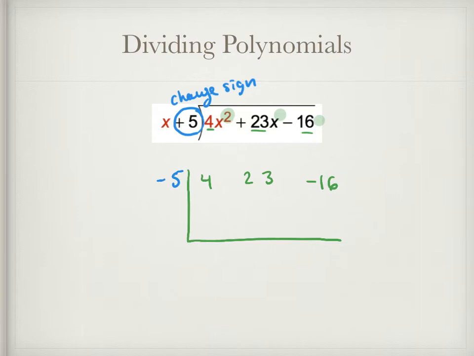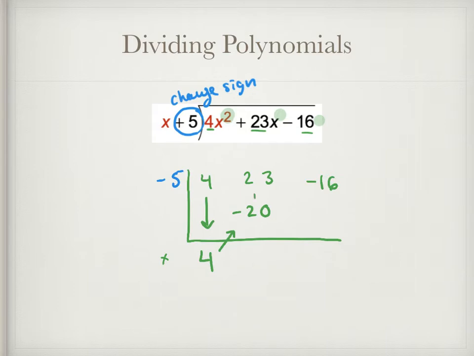Now, the next step, so we just set it up. Our first step is to drop down the 4. Whatever we're doing on the outside, we multiply. If we're doing it on the inside, we add. So first thing we do is multiply negative 5 times 4. What's negative 5 times 4? Negative 20. So we put that right there.